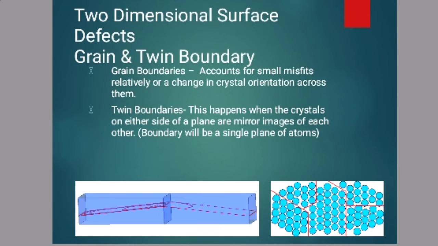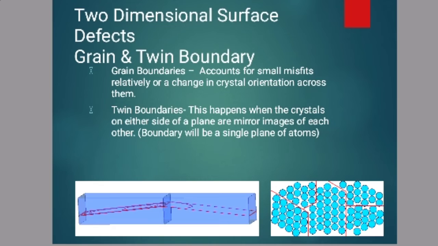And the last one is twin boundaries. As you see in the image, it is like a mirror image. When the crystals are on either side of a plane, so we can consider this as a plane. When you see a plane of atoms on one side which exactly differs from the other plane, when you see from another side, it reflects the mirror image of that set of atoms. There is a group of atoms arranged in a particular way. So it reflects the mirror image of the other side.